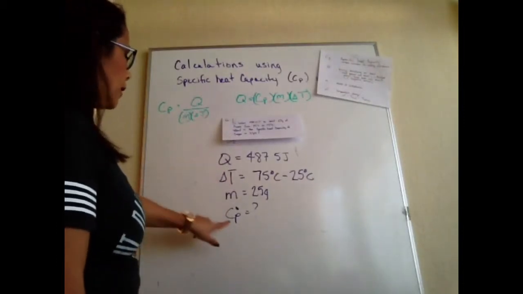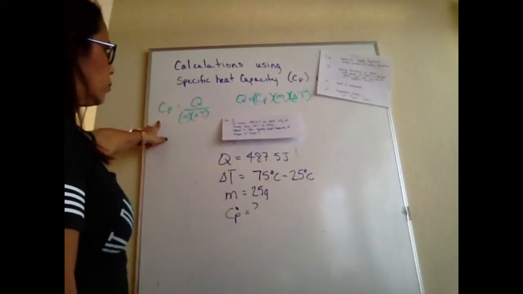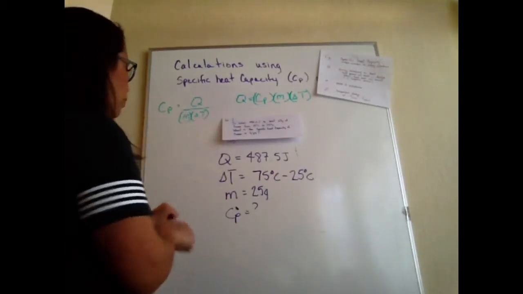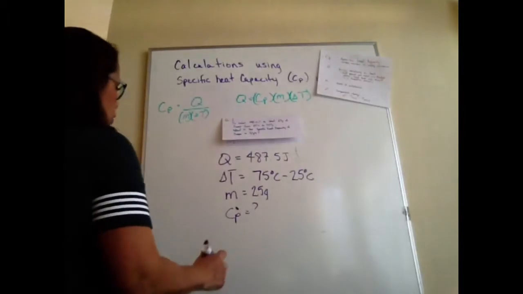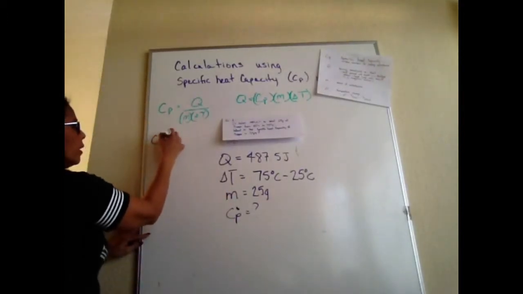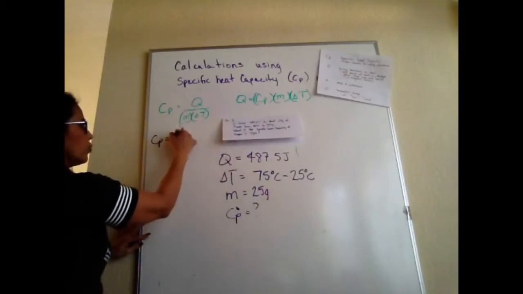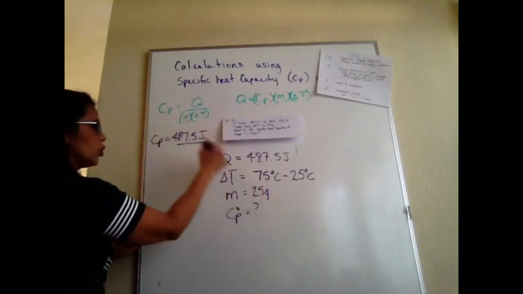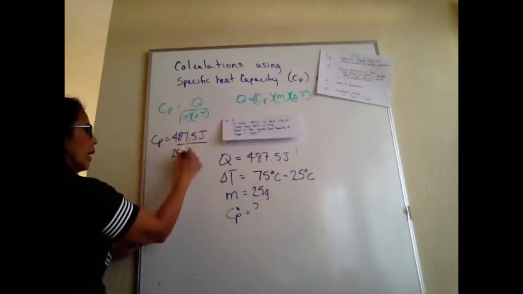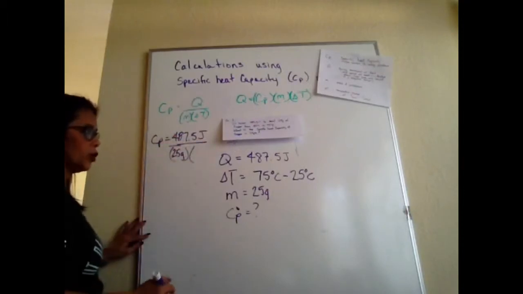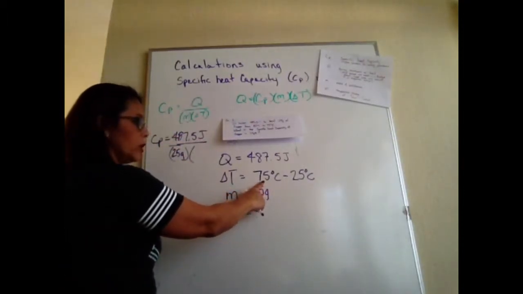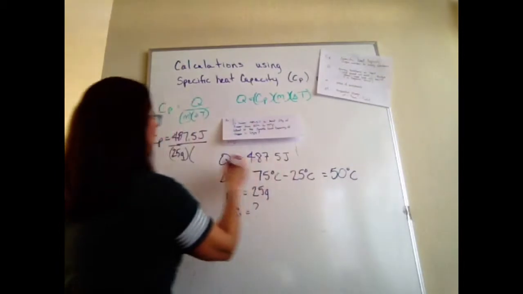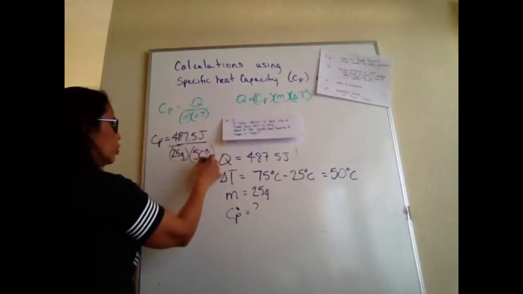I'm going to look at the formula in terms of Cp is equal to Q divided by M times delta T. Now I'm just going to replace my numbers where they belong. We're looking for Cp that we don't know. We know that the Q value is 487.5 joules divided by my mass amount, which is 25 grams, and it's being multiplied by the change in temperature. The change in temperature is 75 degrees Celsius minus 25, which gives us 50 degrees Celsius. So that's the number I'm going to put here, 50 degrees Celsius, because that's my change in temperature.